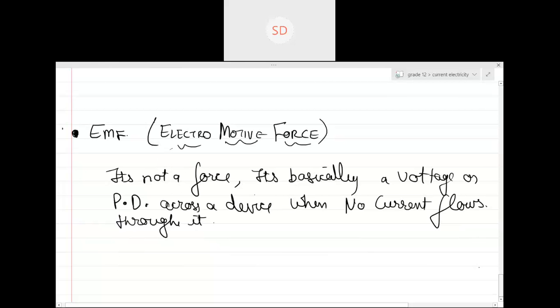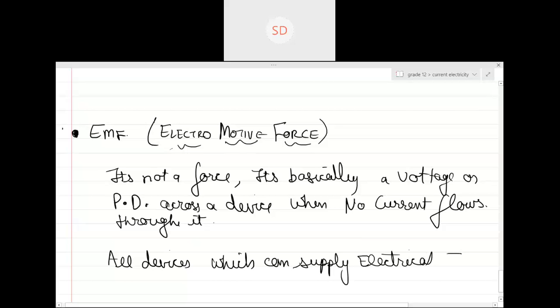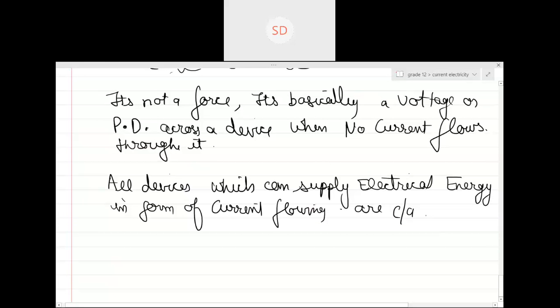First of all, devices which can supply electrical energy in the form of current flowing in the circuits are basically called EMF producing devices.